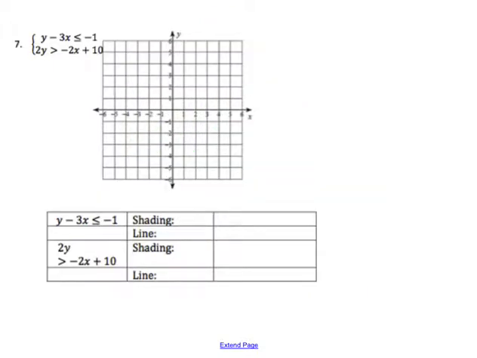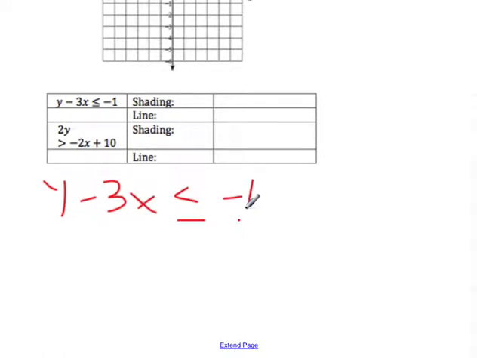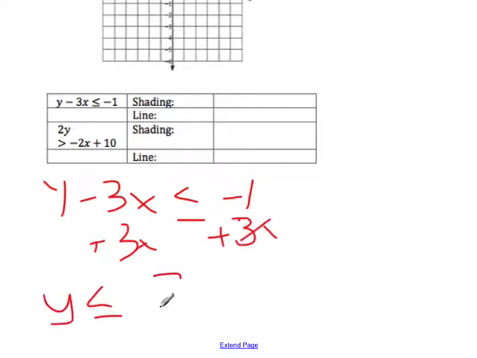So for number 7, we need to solve for y. So let's go ahead and solve that first one for y. So we have y minus 3x is less than or equal to negative 1. So to solve for y, I am going to add 3x to both sides. So I get that y is less than or equal to 3x minus 1.